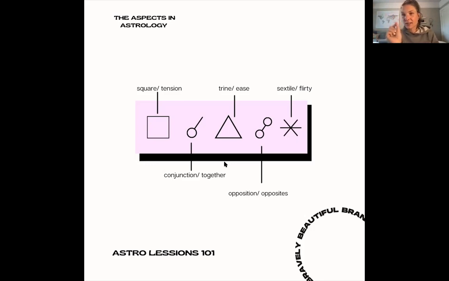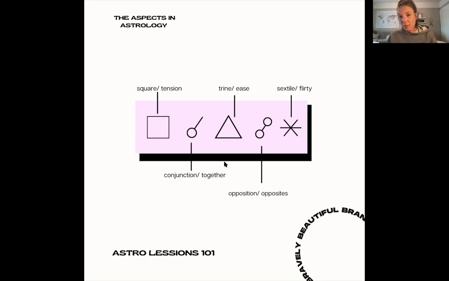Conjunction 0 to 8 degrees together or apart. Trine is, oh my God, what's the degree point? 120? No. Why can't I remember this one? It's trine. Come on, Courtney. You guys probably know it. I'll put it in the description below. I can't remember it right now.